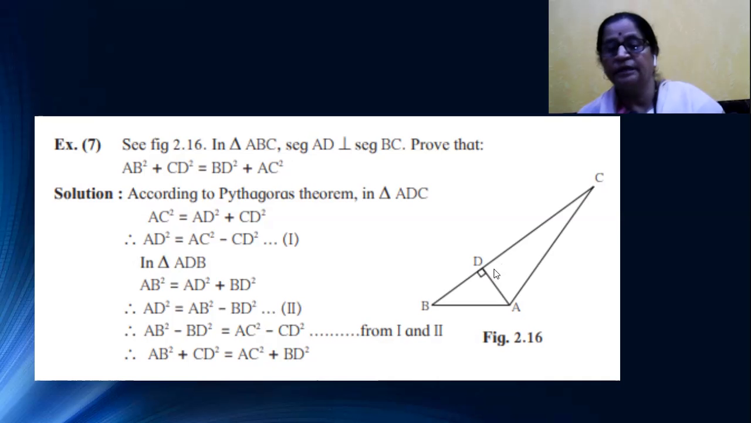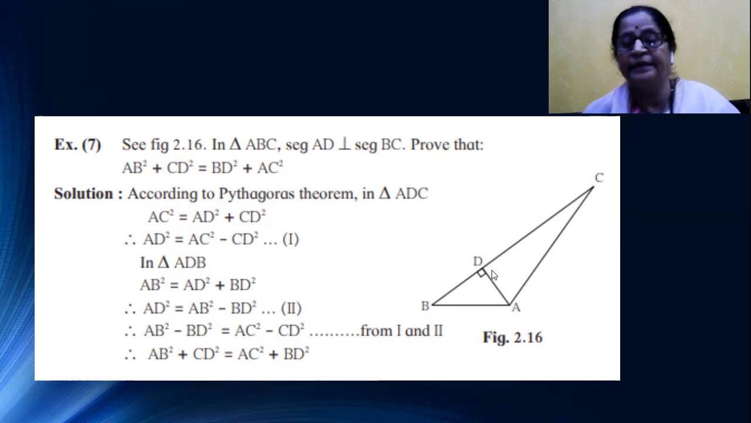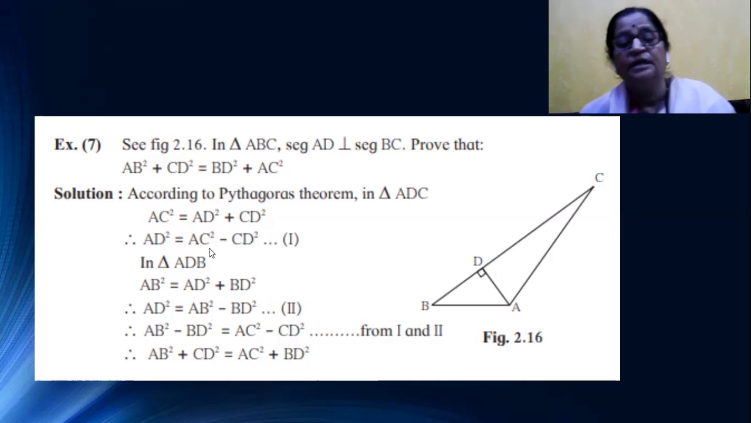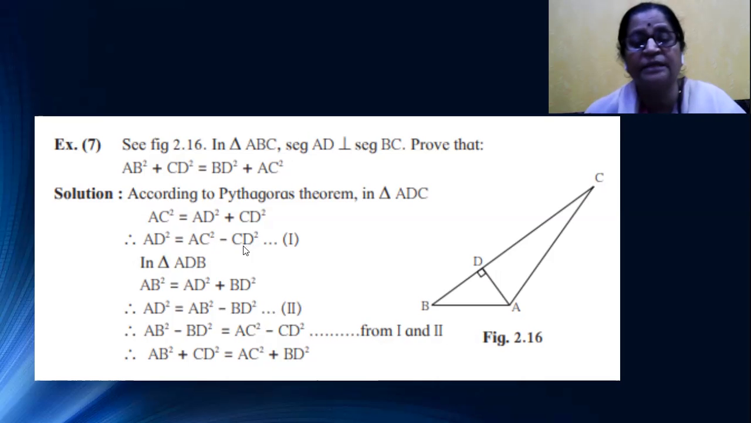ADC triangle. Here at D the angle is 90 degrees. So AC square is equal to AD square plus DC square. Here we have taken AC square is equal to AD square plus CD square. We are transferring AC to the right side, so that we take AD outside to the left side, and AC we take to the right side, so that it becomes minus. So that it is equation 1.